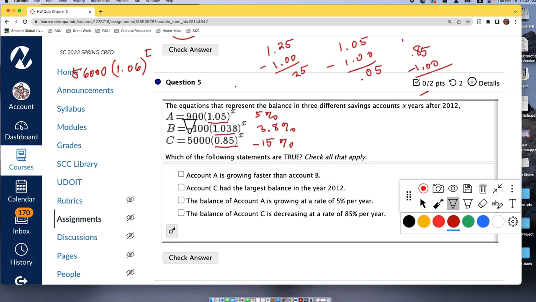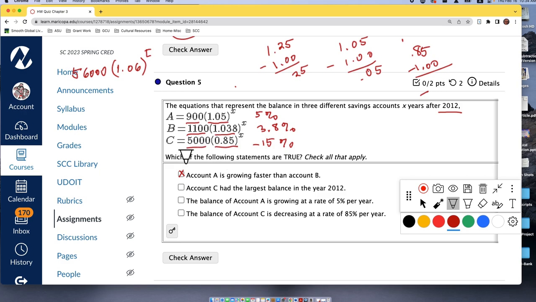How much money did they put into these accounts? That's right here, 900 into this account, 1,100 into this account, 5,000 into this account. So account A is growing faster than account B, is that correct? Yes, that is correct. Account C has the largest balance in the year 2012. Well, in the year 2012, is that true? No.